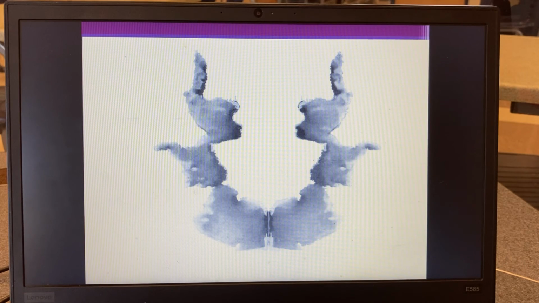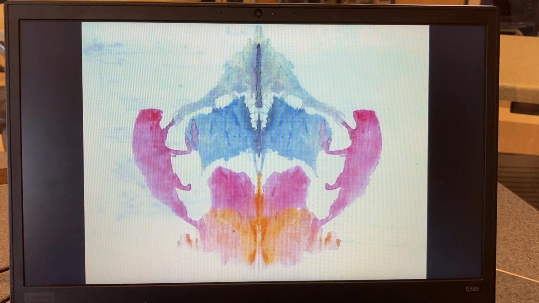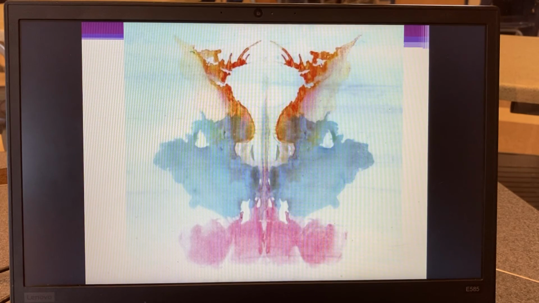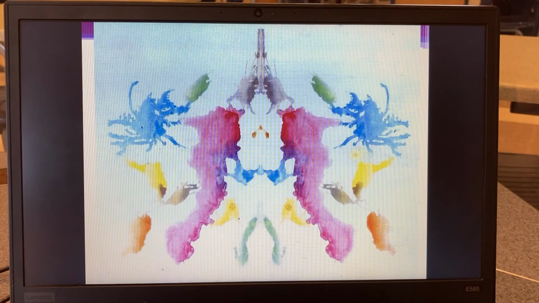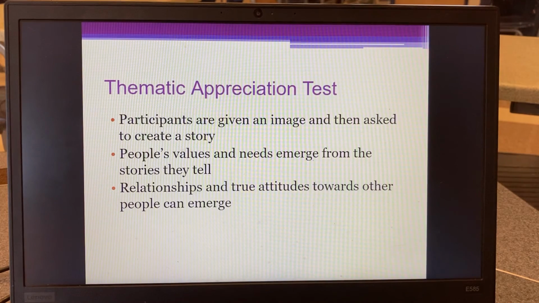This one's kind of interesting because I can see women looking at each other that have like Cindy Lou Who hair, or I see a thumb war about to happen. What do you see? I see chameleons walking up the side of a tree. What do you see? And that's where the problem with ink blots comes from, because I could see something completely different.